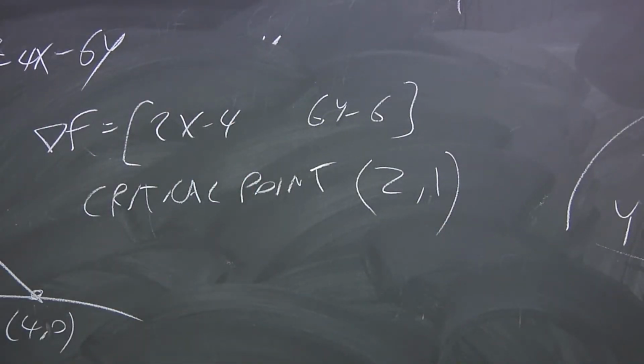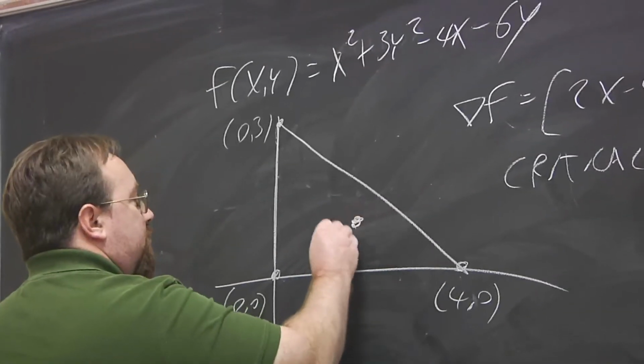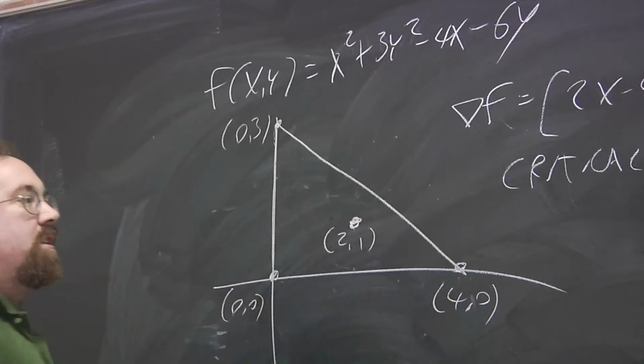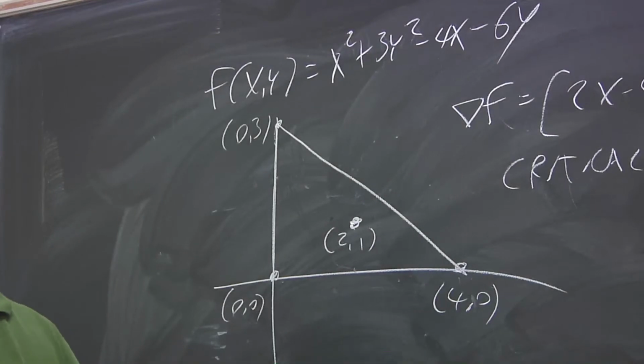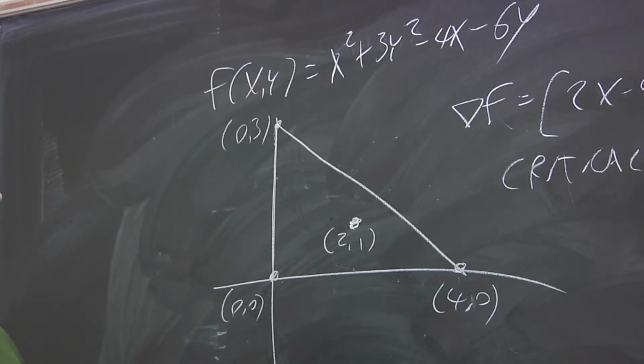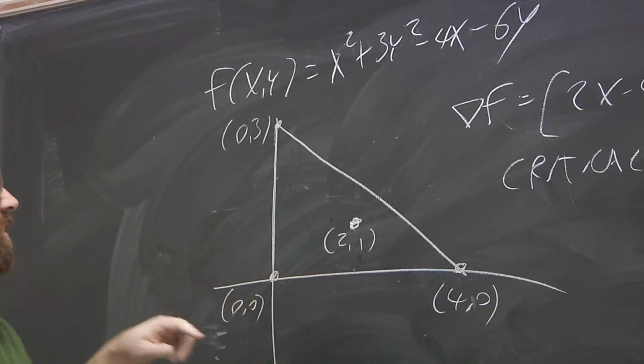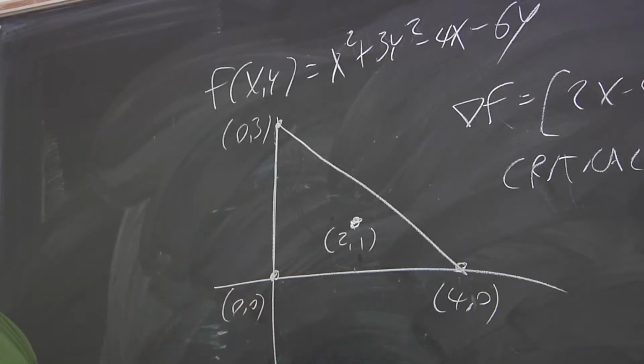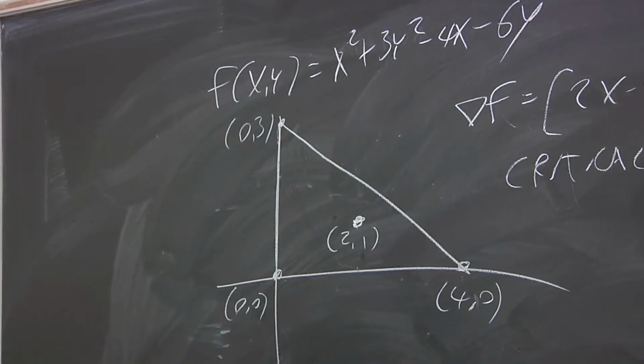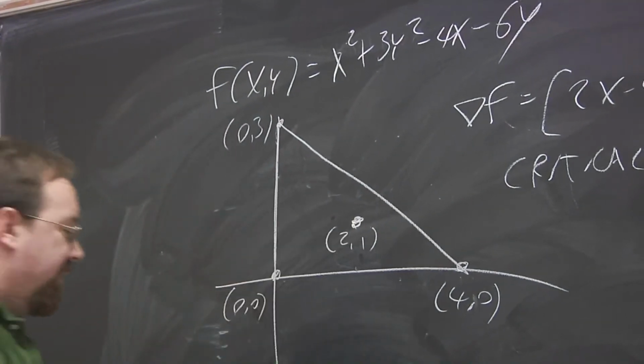This is not completely to scale, but close enough. This is a critical point, (2, 1). It is in the triangle. If it was not in the triangle, we'd have to forget about it altogether and only check boundaries. But it is in the triangle, so that's our first candidate for where the absolute max or min might be. Now we have to check all the boundaries.